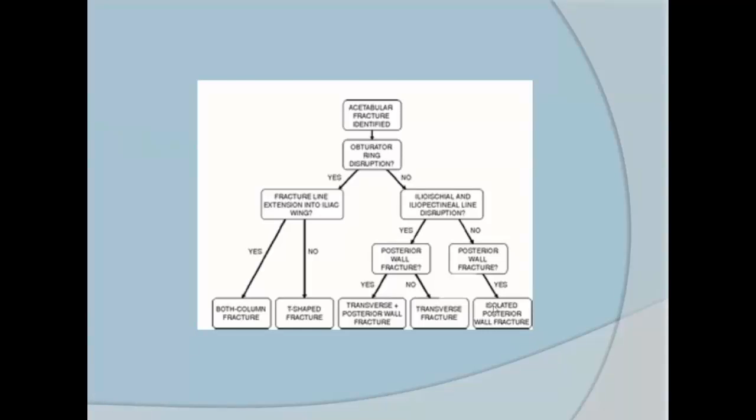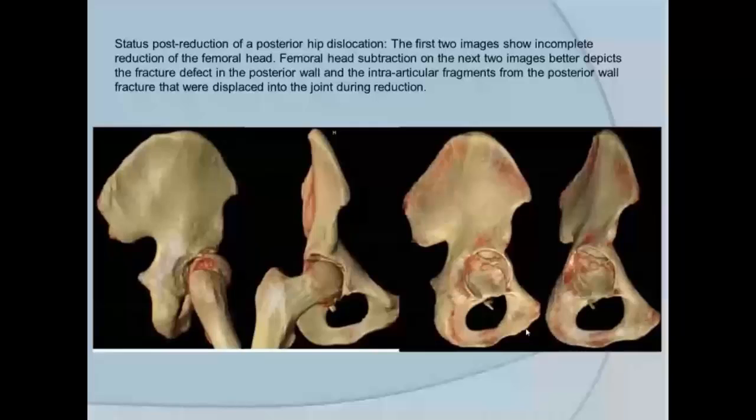So these are the images that I told you about, the volume rendering and the subtraction images. We see a posterior dislocation of the femoral head, which is incongruent. Once the femoral head has been removed, we find that there is a fracture inside the acetabulum, along with small fragments, which are not letting it do a congruent relocation.